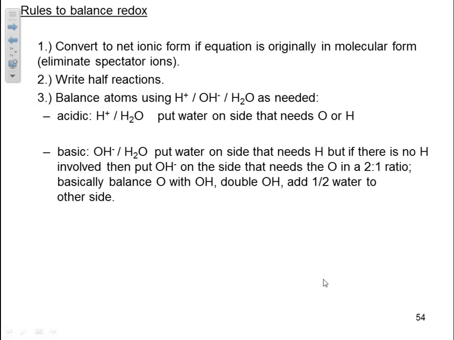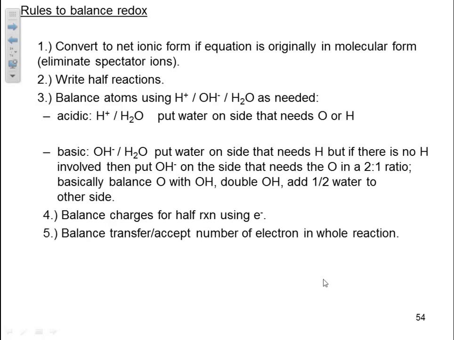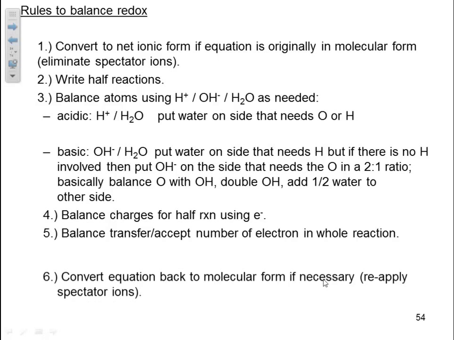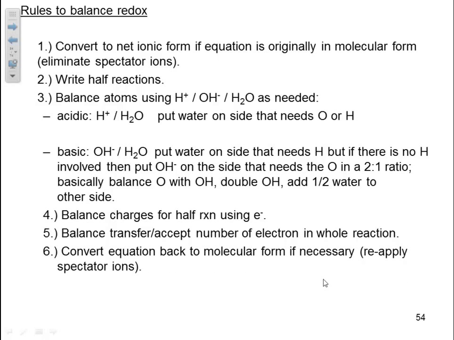Well, because I have 1 oxygen on each one, I'm trying to keep those hydrogens balanced since they're not the issue. So basically, you balance the oxygen with OH-, double the OH-, add half as many waters to the other side. You balance charges for the half reaction using electrons. Then you must balance the number of electrons transferred and accepted in the whole reaction by multiplying by some factor. Then you convert your equation back to the molecular form if necessary by reapplying your spectator ions.